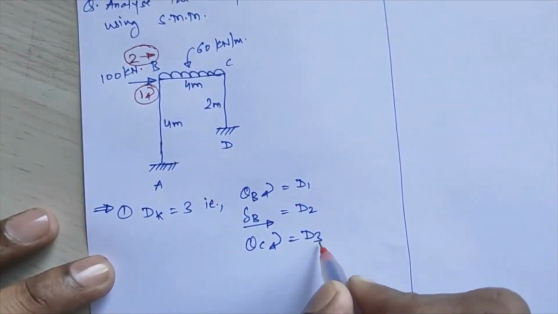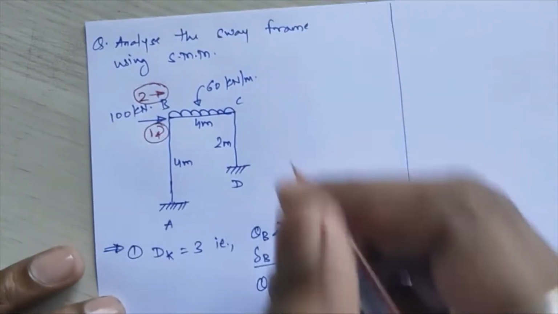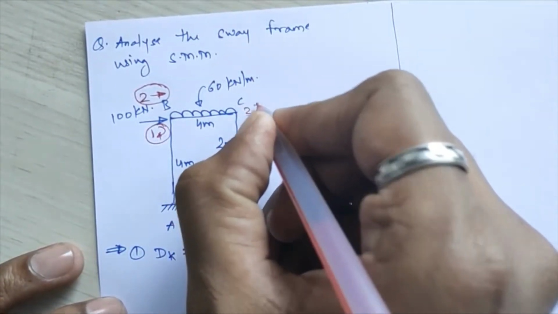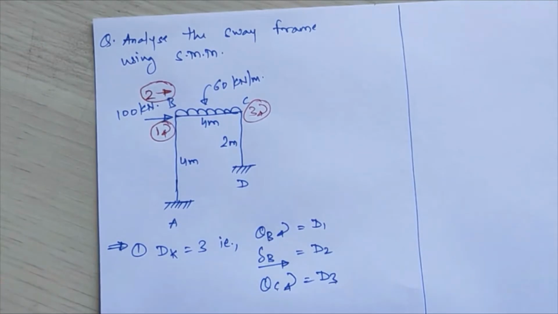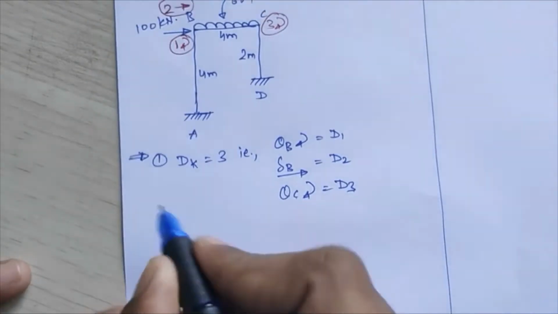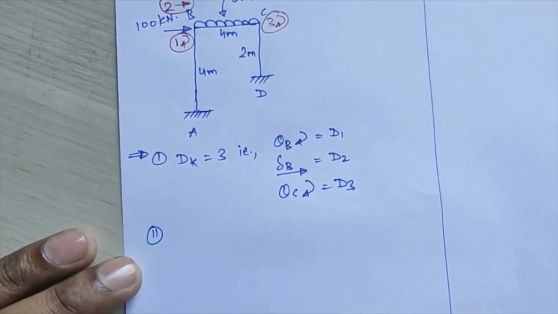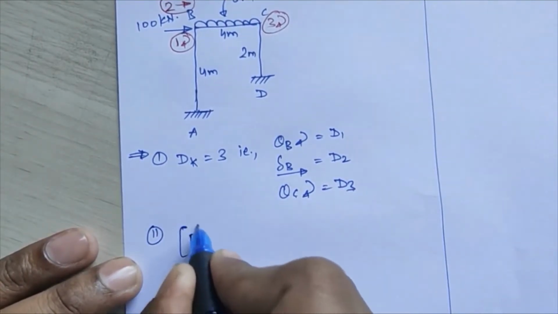Next is your theta c, that is your third coordinate at point C, again a rotation, so third will be at point C. So these three coordinates will be my redundant reactions, or redundant unknowns over there, that is joint 1 theta b, again second that will be your delta b, and third that will be your theta c.